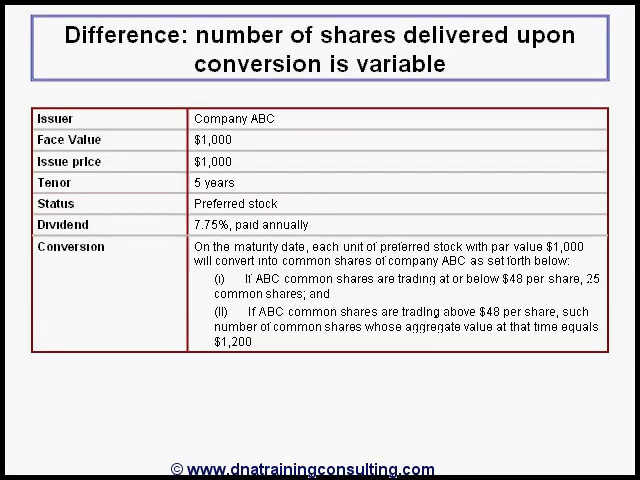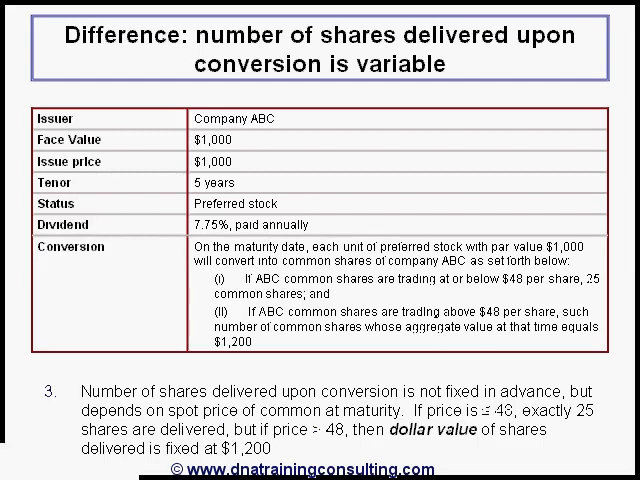Difference number three, finally, the number of shares delivered upon conversion is not fixed in advance in all cases, but depends to some degree on the spot price of the common shares at maturity. If this price is at or below $48, exactly 25 shares will be delivered. But if the price is above $48, then it is the dollar value of shares that are delivered that is fixed at $1,200, to be specific.